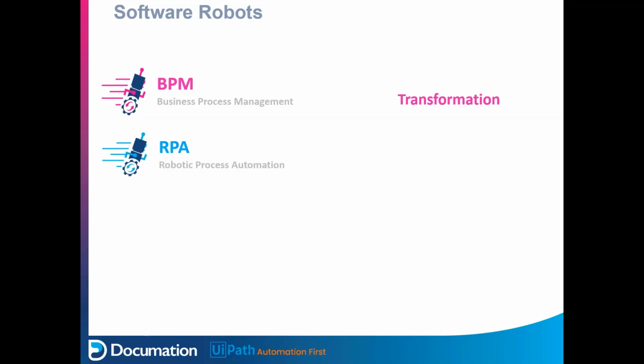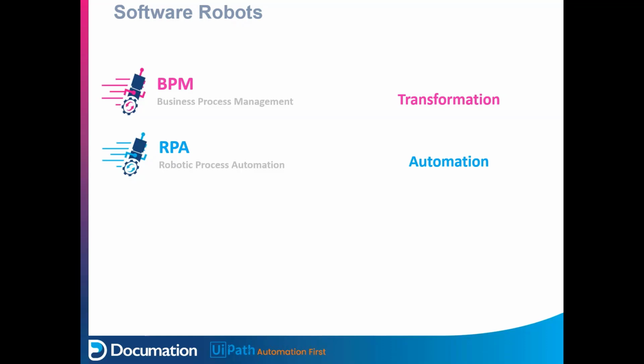RPA tends to be more on the surface. It uses software robots to mimic human activity for individual tasks, such as logging into SAP or transposing data from one system to another. Where BPM would, for example, post invoices via an API, RPA could key them straight into the user interface in exactly the same way that you would do that yourself.